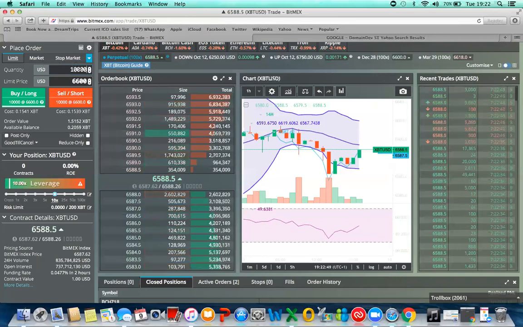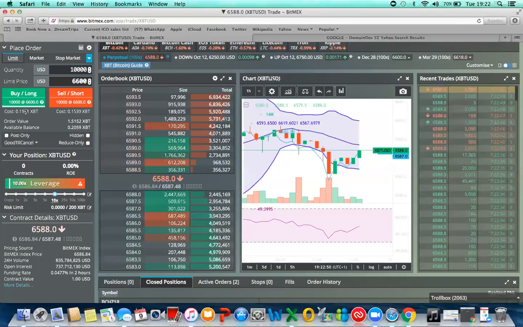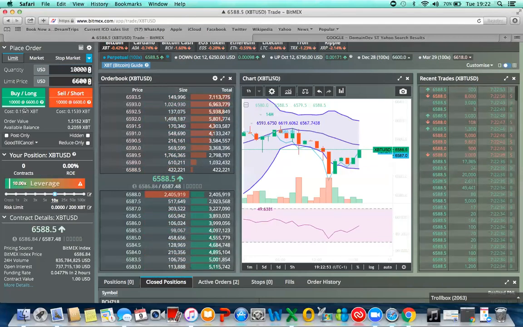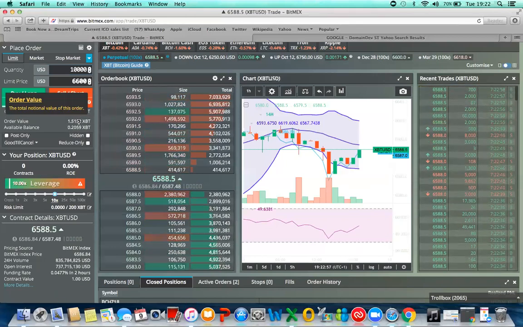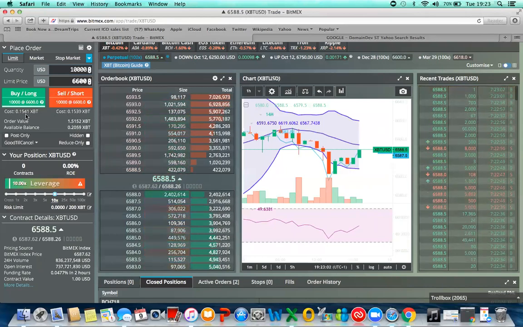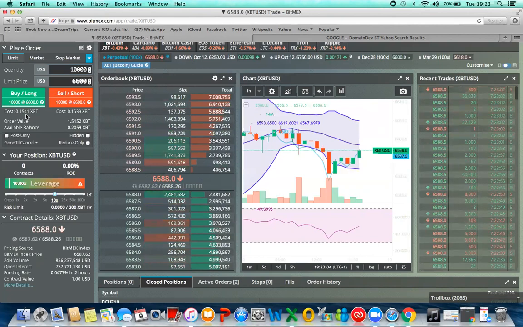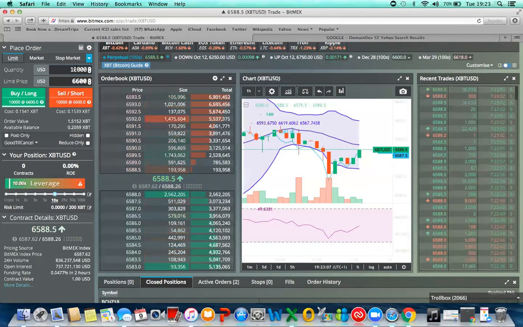So if you're purchasing 10,000 contracts, that means the cost of your order is 0.1541. Even though the order value is around 1.5 Bitcoin, your cost is only 0.15. But obviously, because we are only trading with 10% of our account, what we're going to do is change this 10,000 contracts to 7,000 contracts. And as you can see, it's 0.1.